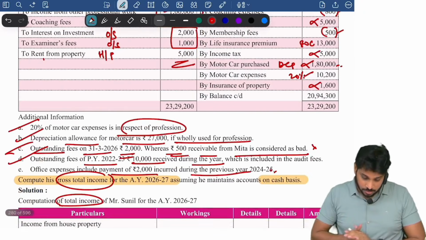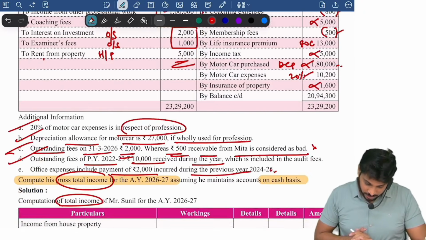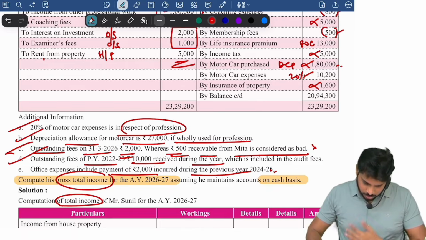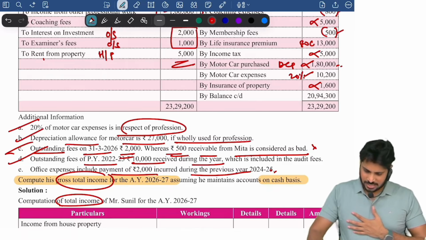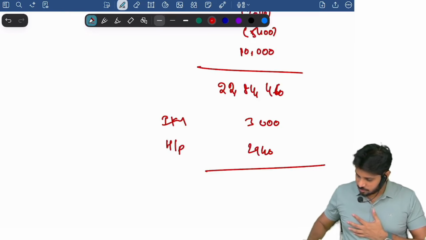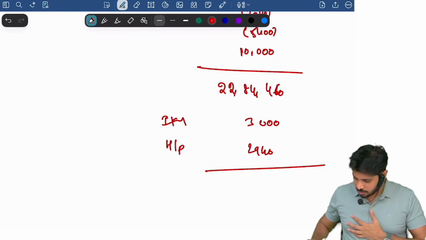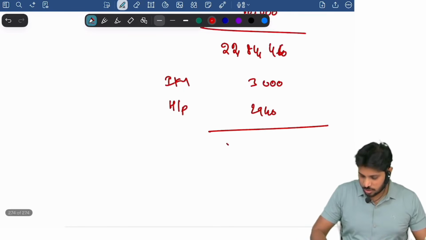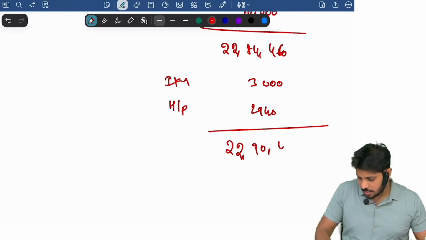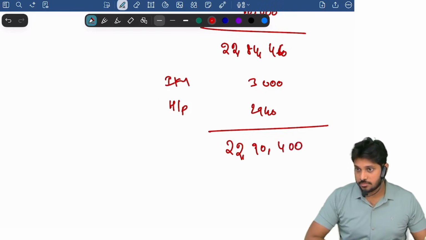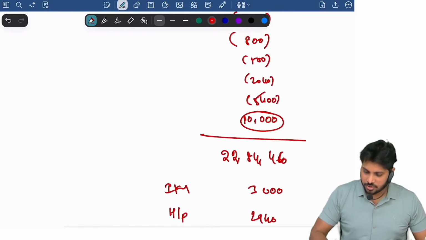Wait, here the bad debts recovery point is there. No, nothing. That's it. So what is the PGBP? What is the gross total income plus 3,000 plus 2,940? What is the gross total income? 22 lakh 90,400. There is a 10,000 difference. This 10,000 they didn't consider.